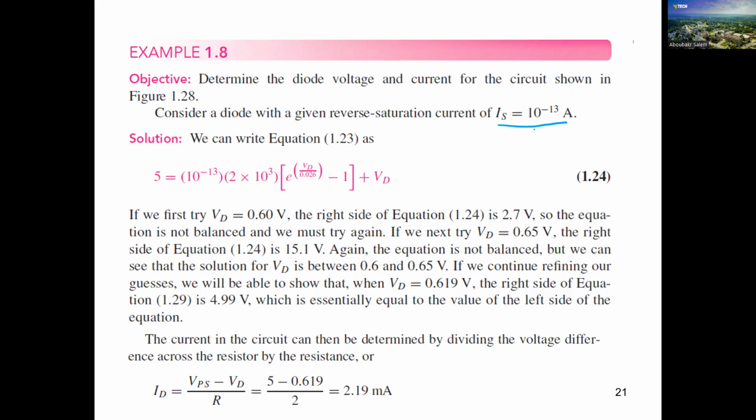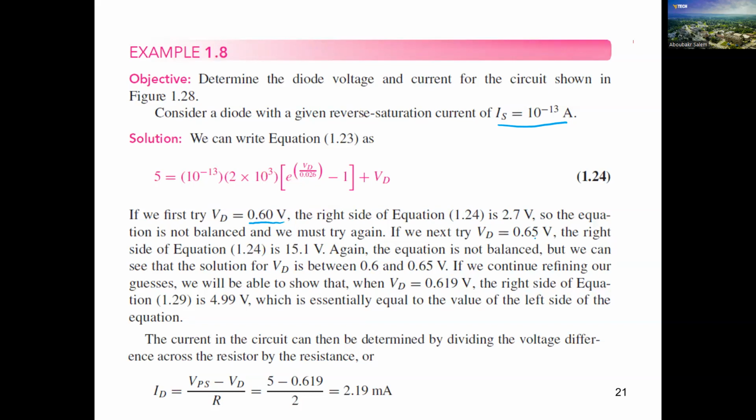Okay, guys. How can we do that? If we first try VD equals 0.6. So 0.6 is a reasonable value because we mentioned, guys, that the diode turn on volt should be a small value, correct? So apply 0.6. If you apply this in our equation, the result will be 2.7. So the equation is not balanced. If you apply VD here, on this side the equation will not be 5, it will be 2.7 only. So this is incorrect. Increase it to 0.65.